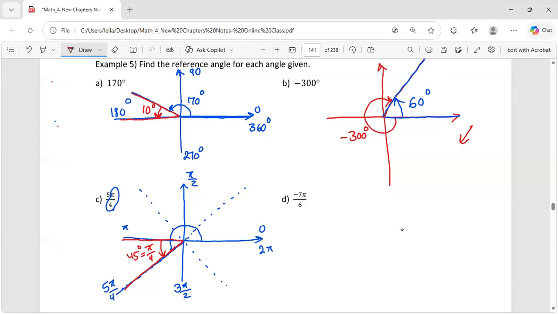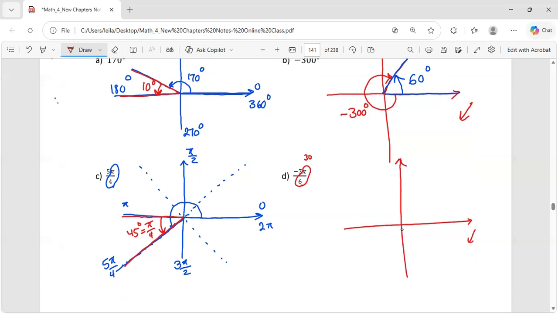And last part, we want to graph negative 7 pi over 6. So let me graph the angle first. Negative 7 pi over 6, so it's in a negative direction. Pi over 6 is a 30-degree angle. You can multiply negative 7 by 30, which is negative 210. Or you can say that it is a multiple of 30 degree. 30 degree means each quadrant must be divided into 3 equal sections.